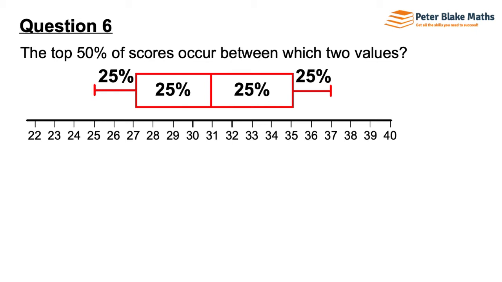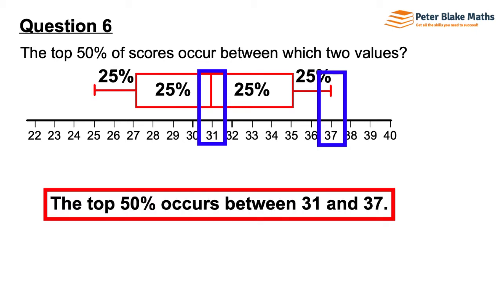And so the top 50% of the scores will include the very right-hand 25% and the next 25% to the left of that. So the top 50% of scores we can see there occur between 31 and 37. It's the top half of the box plot really. So we'll read it off that way.